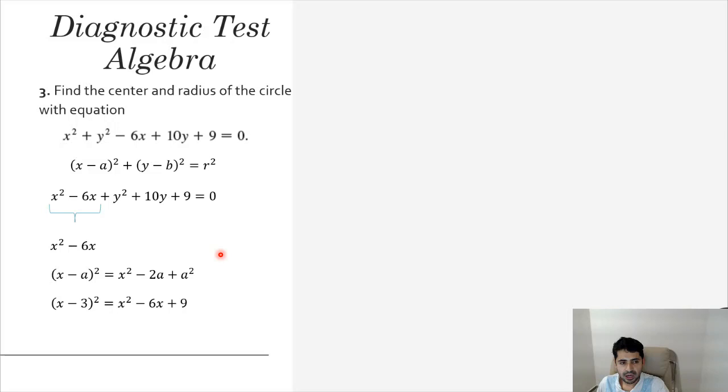Then we figure out if we put 3 here, we're going to end with x elevated to 2 minus 6x, which is 2 times 3 times x, times 9, which is, well, 3 elevated to 2. Then we have plus 9. So then it should be something plus 9 here, but watch out, because actually we already have that. We already have the 9.